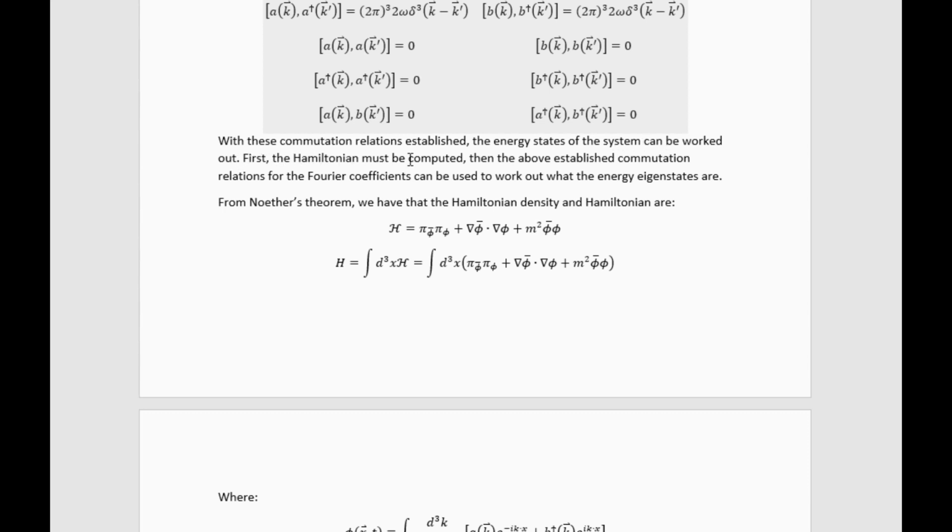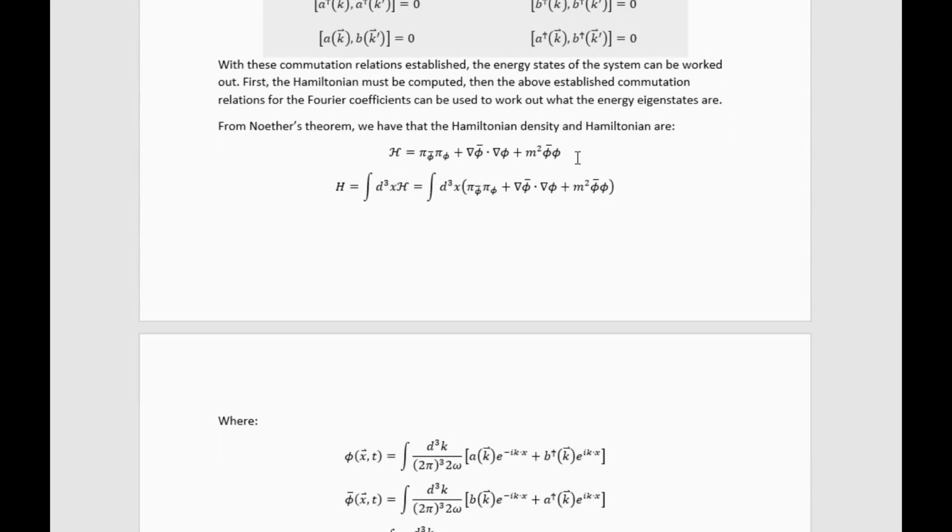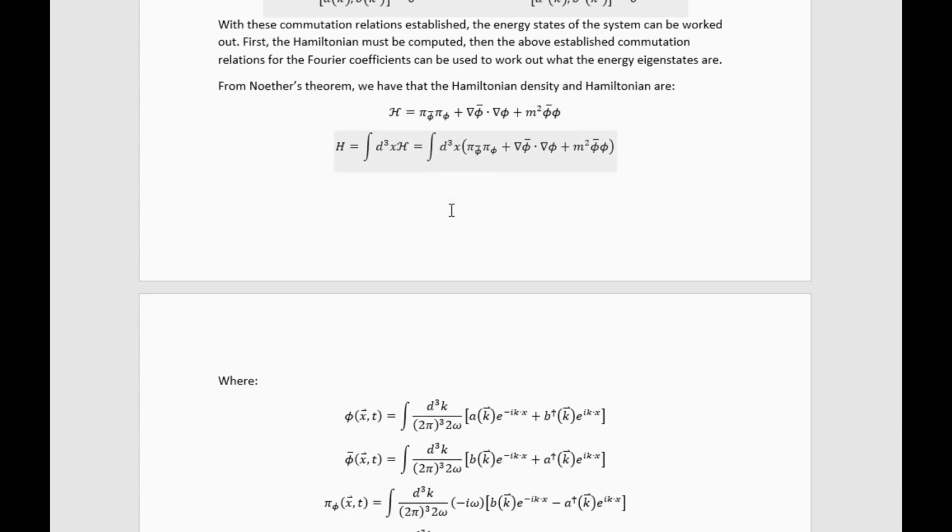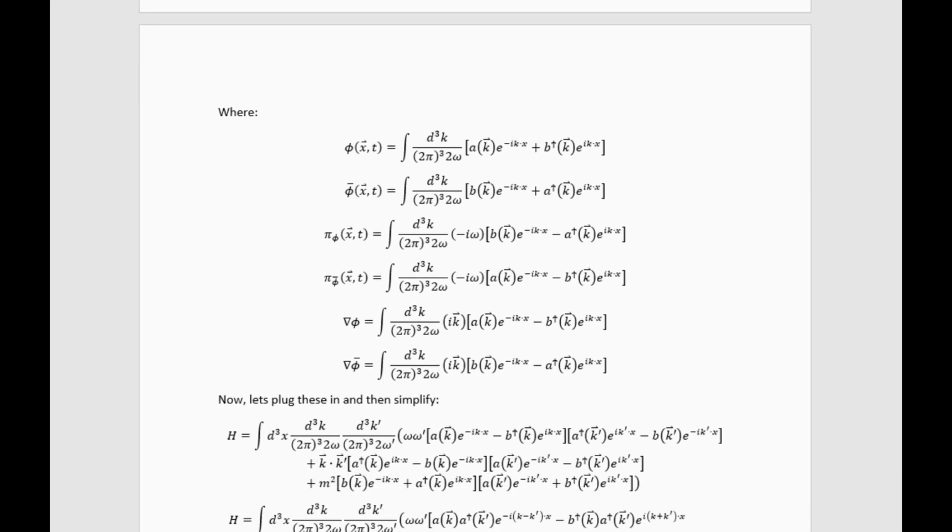First, the Hamiltonian must be computed. Then the above established commutation relations for the Fourier coefficients can be used to work out what the energy eigenstates are. From Noether's theorem, we have that the Hamiltonian density and Hamiltonian are given by these formulas. Then we can insert the value of these various fields and simplify down.